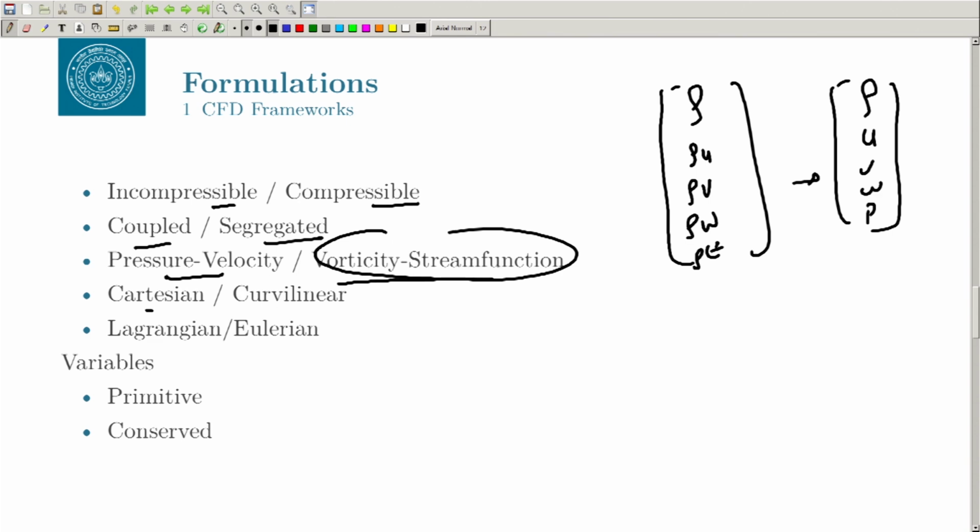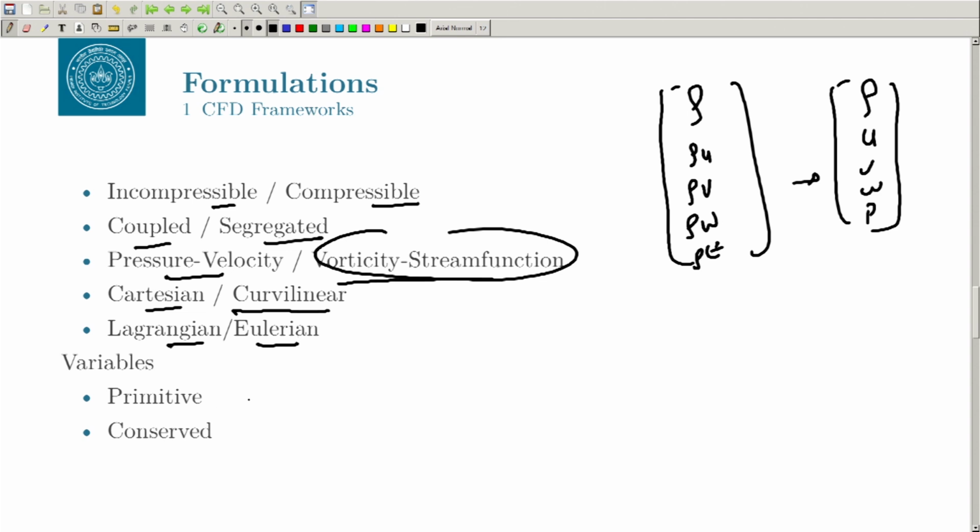You can solve in a Cartesian coordinate system or a curvilinear coordinate system. We will have discussions about the curvilinear system in the future. You can have the Lagrangian or the Eulerian framework. In the Lagrangian you actually follow the particle, and in the Eulerian you fix a location and see how the particles are traveling.